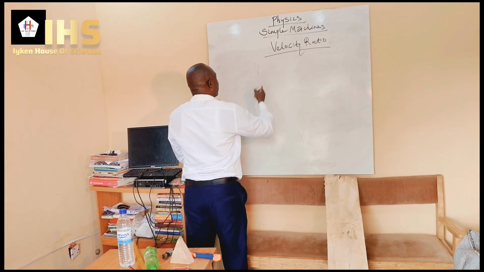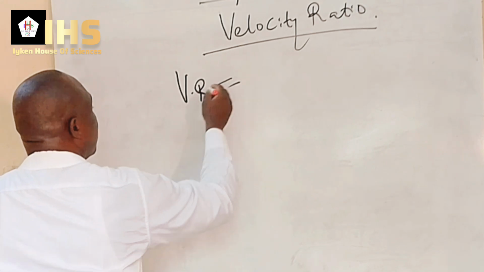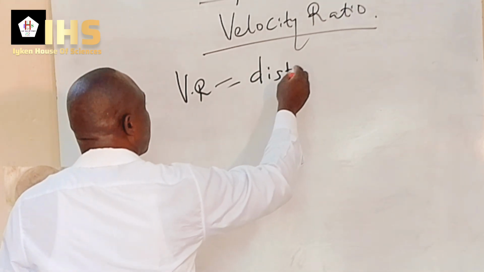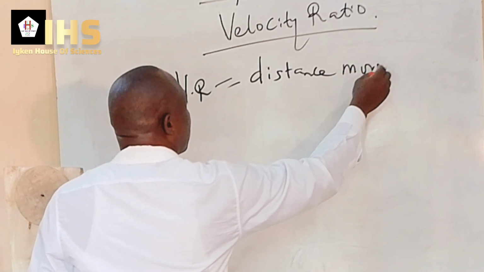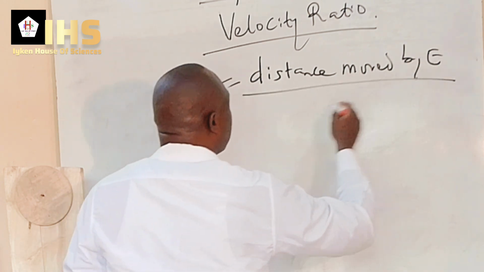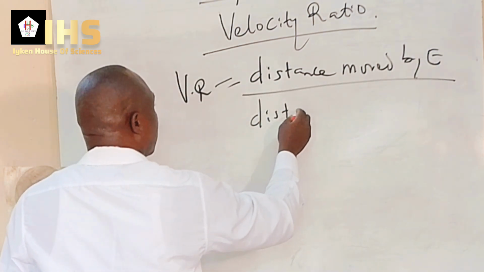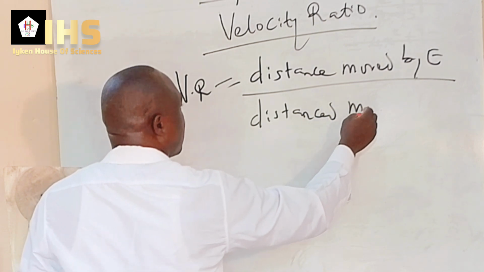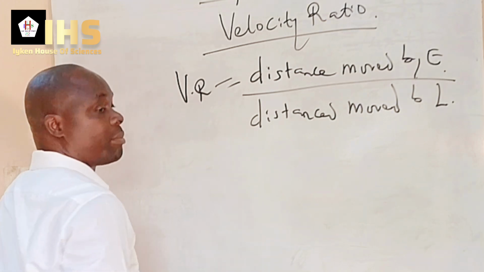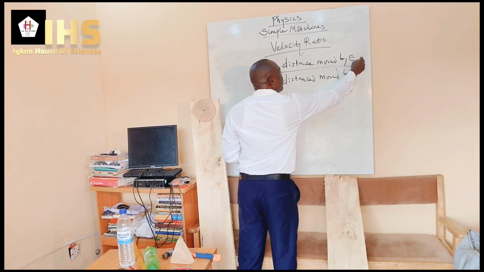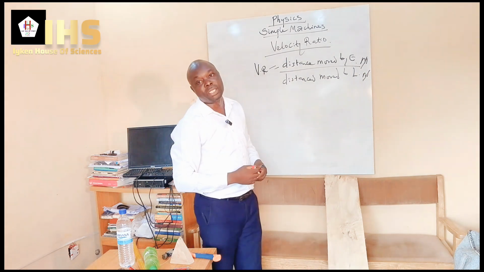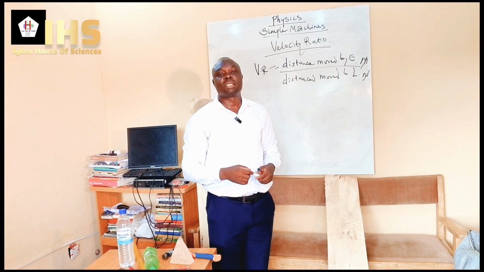So the velocity ratio of a machine is equal to the distance moved by the effort over the distance moved by the load. Distance simply means that whether the unit is meters or centimeters, they cancel out. So the velocity ratio has no unit.